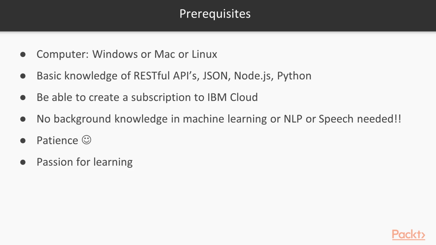So like I said, a lot of content, but I've tried to distill it in a very simple, easy to understand way, but at the same time with a very hands-on approach. What are some of the prerequisites? You need to have a computer, needless to say. Doesn't matter, Windows, Mac, or Linux. I would expect you to have some basic knowledge of RESTful APIs, JSON, Node.js, and Python. You should have programmed in at least one language. You should be able to create a subscription to the IBM Cloud. Don't worry, I'll walk you through all of this.